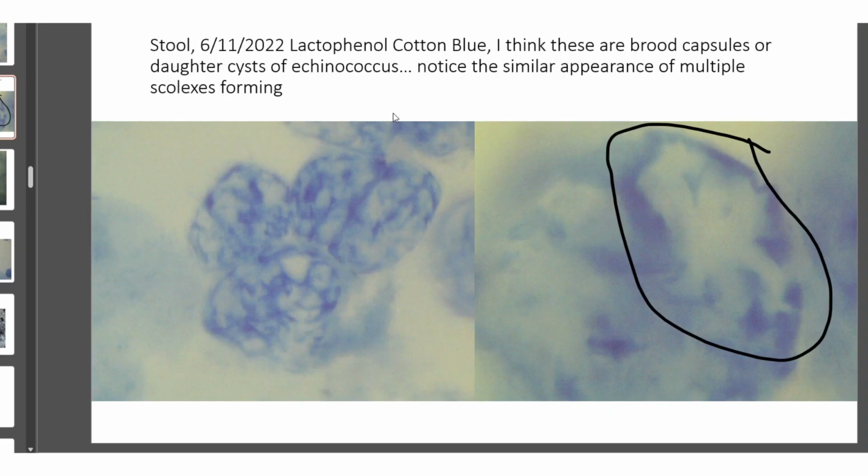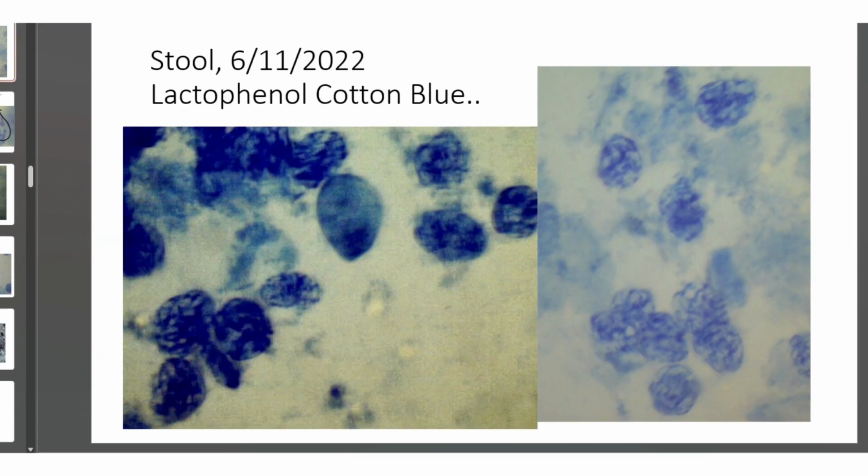This is a stool sample from the same patient. It's stained with lactophenol cotton blue. And you can see on the right here this same structure with these worm heads coming out of this central core. And this was in a mix of what looked like these other cysts. Here's some other, so you can get an idea of the abundance of them as well.